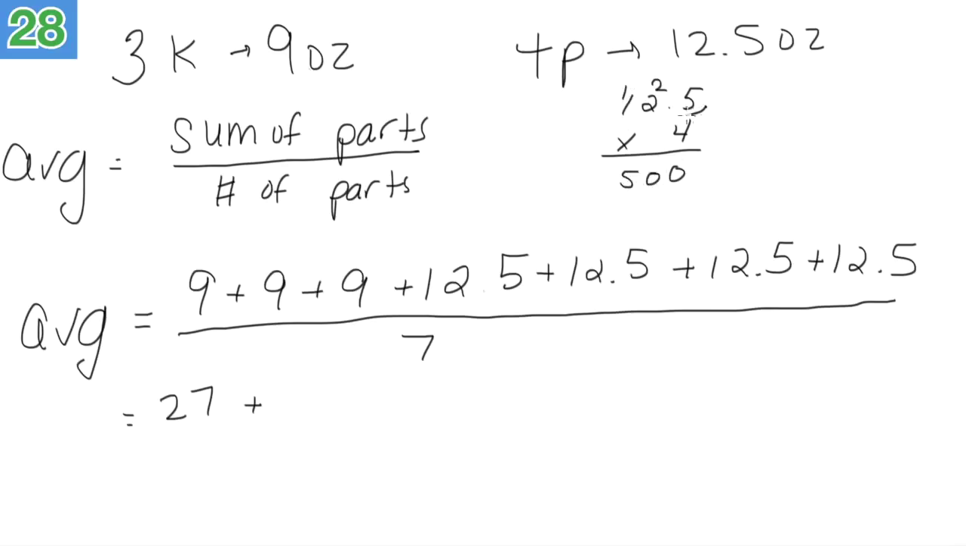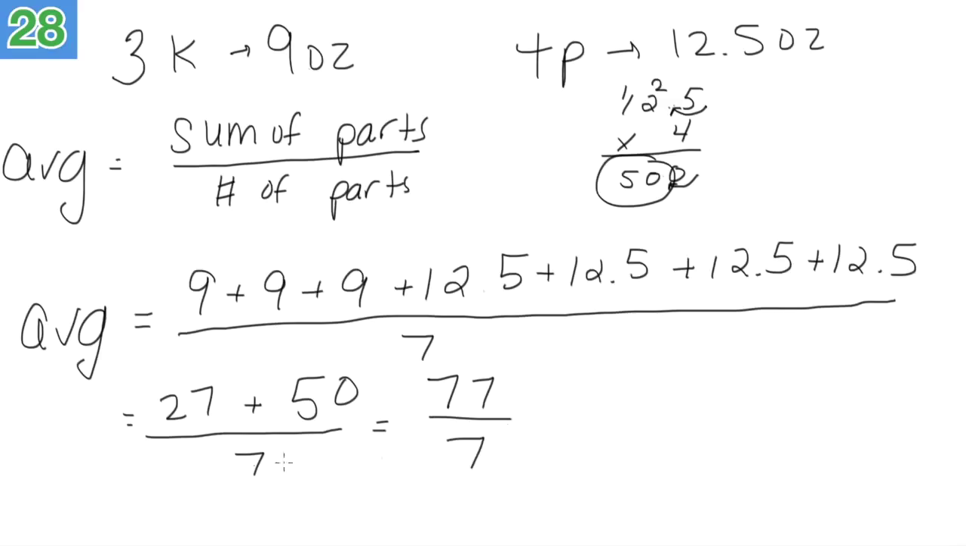And then remember that when you have a decimal, it's moved over 1 time up here, so we're going to have to move over a decimal 1 time there. So 50 is the sum of all these 4. So 50 over 7. Now 27 plus 50, you can do it out, but you will get 77 over 7.